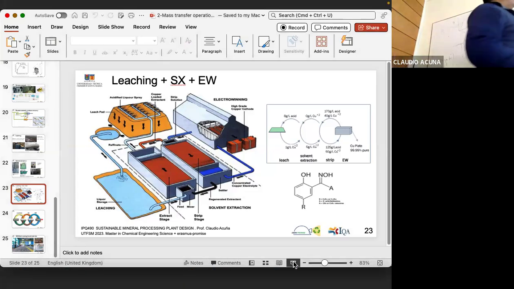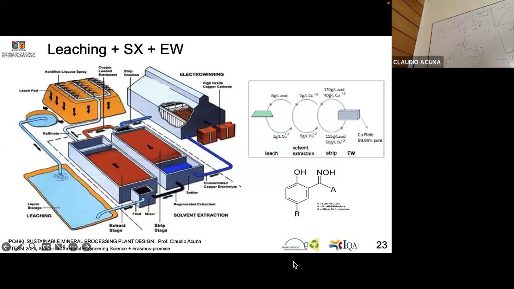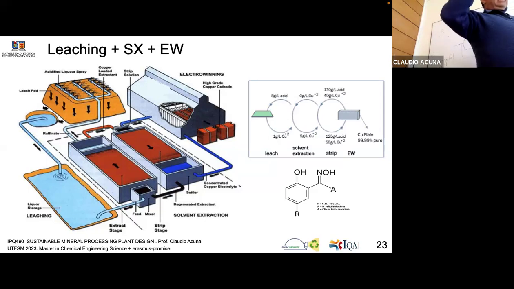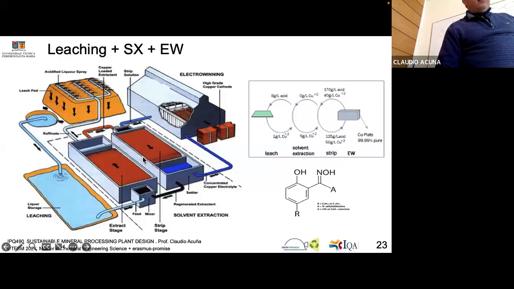Okay, in short, you have heap leaching on top here. When you irrigate with a solution, it's 5% sulfuric acid. It takes 2-3 months. The heap leaching pile can be 10 meters high. It makes the leaching process 60-65% extraction. Then you end up with a solution. The solution goes to solvent extraction. We'll skip that.